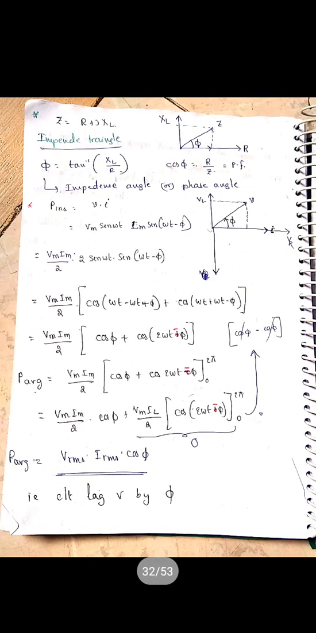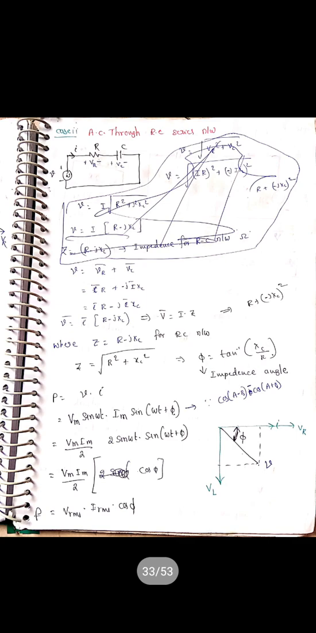This is about AC through a series RL network. Next, AC through a series RC network. Here also, if we take one RC series network and connect a voltage source, with current flowing, voltage exists across the resistor and voltage exists across the capacitor. Now the supply voltage V is equal to the vector sum of VR and VC, which is I into R and I into XC.